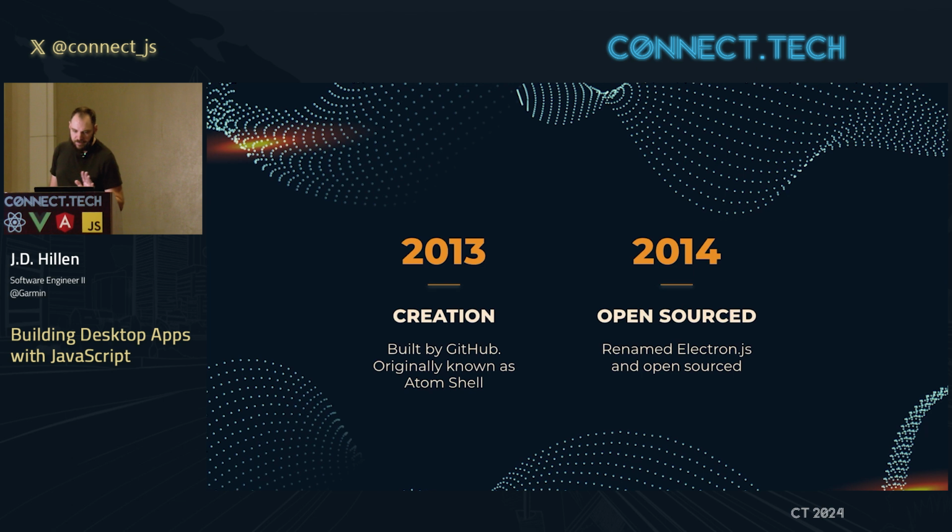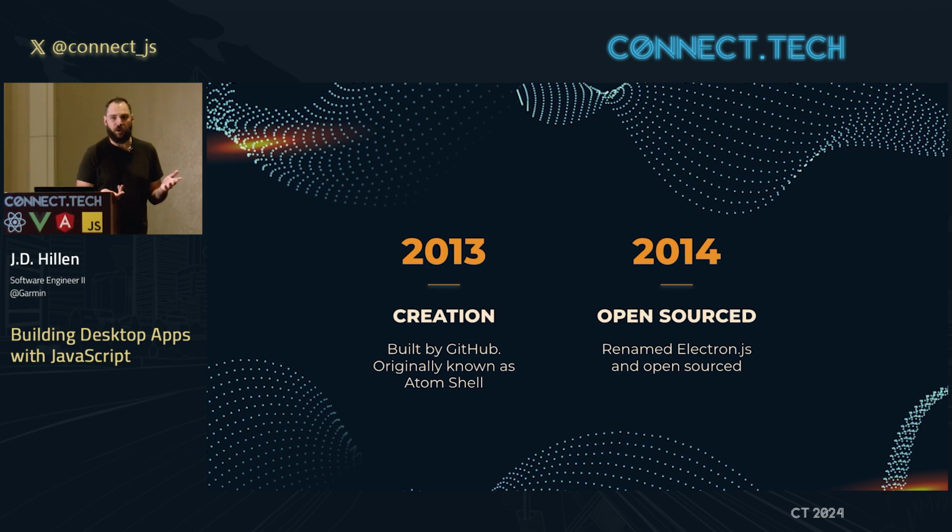So a little history lesson. Electron.js was originally known as Atom Shell. Does anybody remember Atom Shell? No? Okay. Well, I'll skip that part then. It's not important. But it was developed by GitHub in 2013. The GitHub team created Electron.js to build Atom Text Editor.